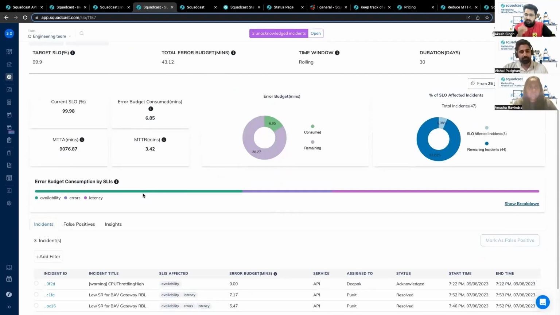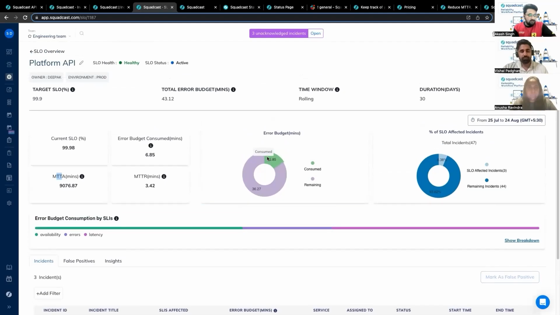Under that, I can see my current metrics, which is 99.98. Great. I'm over my stipulated target. The error budget that I have already consumed, the MTTA, which is the mean time to acknowledgement for the SLO impacting incidents, and also the MTTR, which is very important for the SLO impacting incidents. Under the error budget graph, I can see how much I have remaining, how much I've consumed.